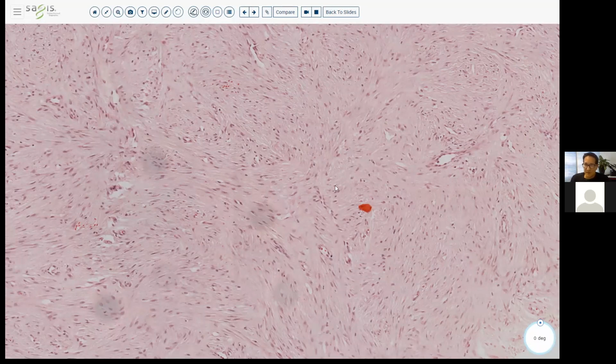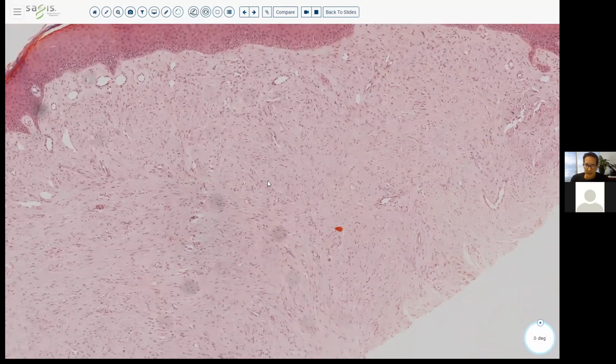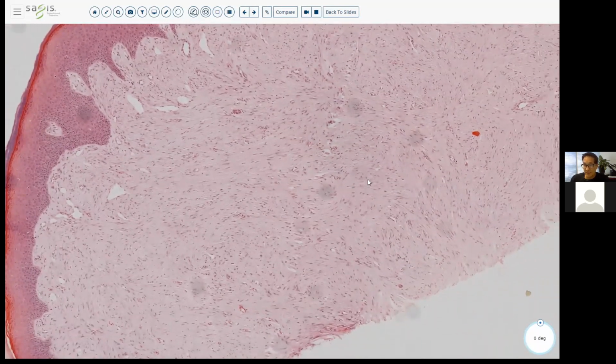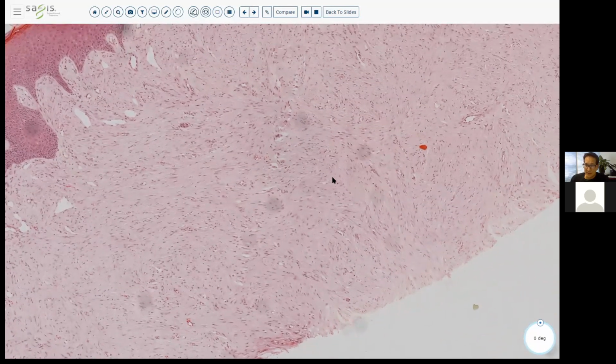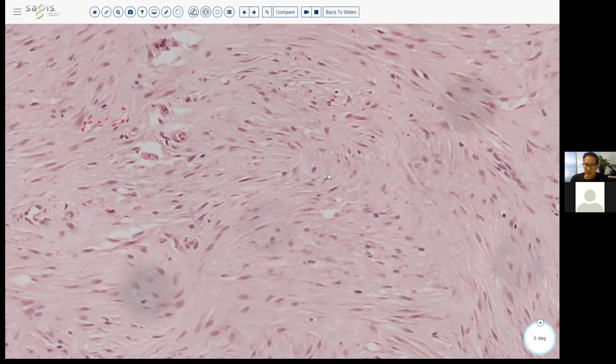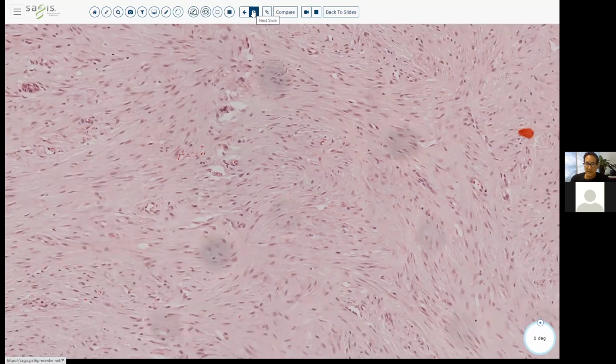Desmin will also be positive in these cells, so that kind of helps you, because desmin is usually negative in a lot of the fibrohistiocytic lesions. So if you needed to stain this, you could do both SMA and desmin, but really it's these little pink inclusions. And as you look around, you start to just see them all over the place. Okay. All right, next case.